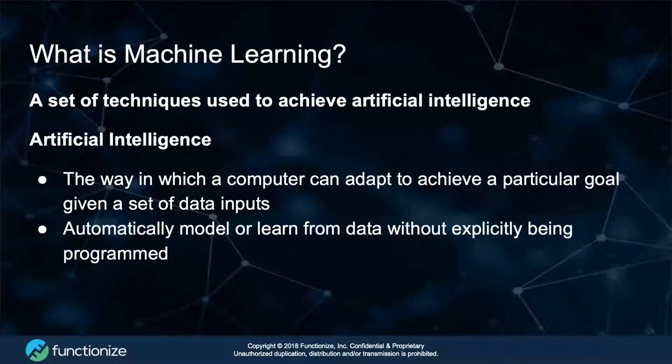And the key is that these models are automatically created or learned from data without explicitly being programmed. You can achieve intelligence through direct programming, right? You could program directly the logic of the software. But the difference in artificial intelligence is that we're trying to use that input data to model and automatically figure out what that logic is. So that's the difference, and that's a high level overview of what machine learning is.